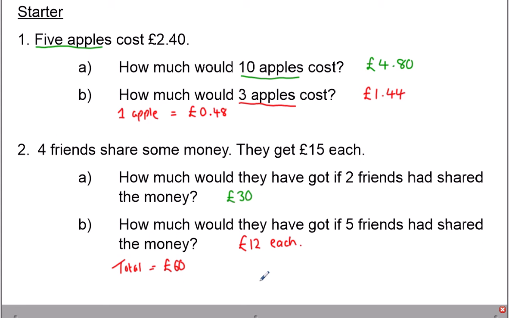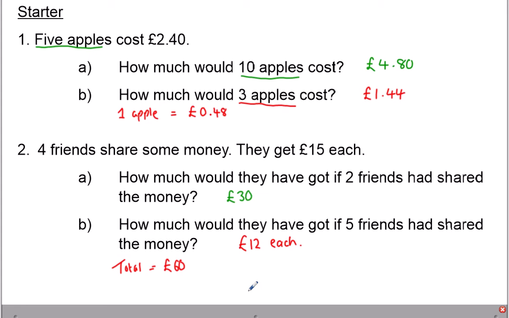Now, in proportionality, we have something called a constant. So in every question, there will be a value that doesn't change. Okay, and that value is crucial to answering questions. Okay, you're not told that constant at the beginning. So like on question 1, I didn't tell you that 1 apple was 48 pence, but you needed to know it to do part B.